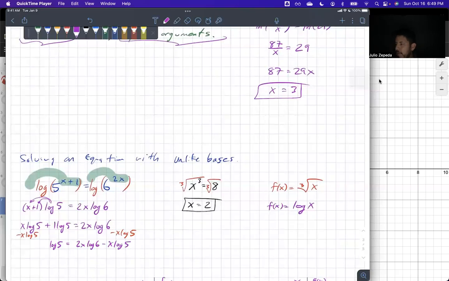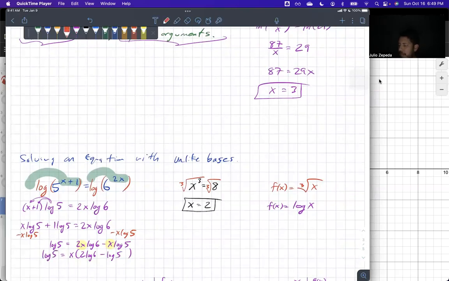And we're going to have just a log 5 on the left-hand side, and 2x log 6 minus x log 5. And then we notice, wait a minute, we have a common factor of x in both of these logs. So we can factor out the x. If we factor out the x, we're going to end up with 2 log 6 minus log 5. On the other side, we have a log 5.